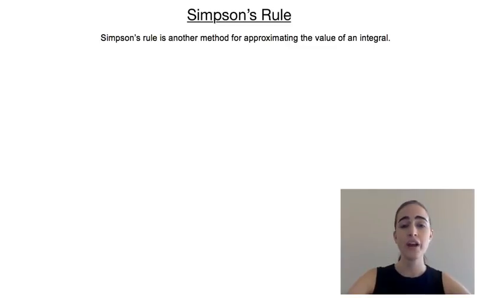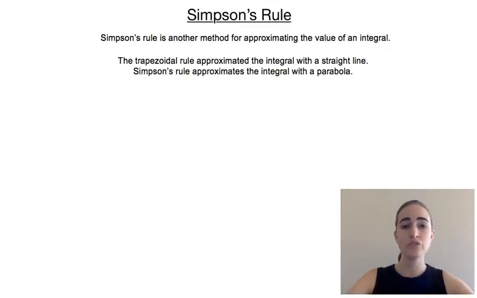In this video, I want to have a look at Simpson's rule. So in our last video, we had a look at the trapezoidal rule as a way of approximating an integral. Simpson's rule is another way to approximate an integral, but it does it in a different way. So the trapezoidal rule approximated our integral with a straight line. Simpson's rule approximates integrals with parabolas instead.